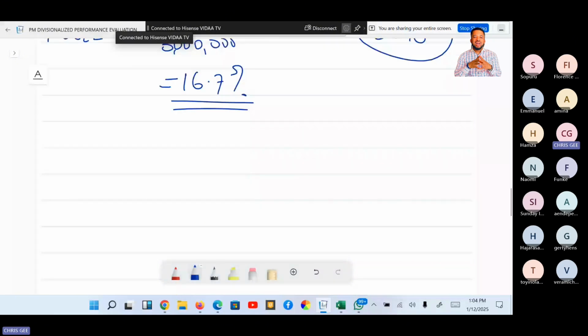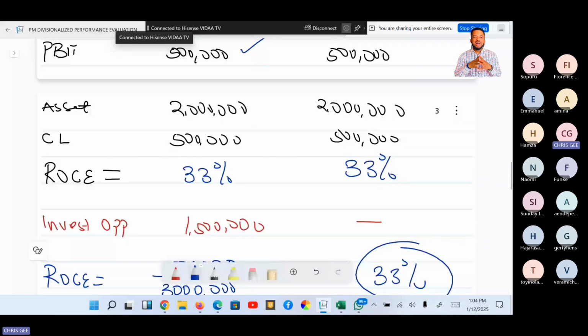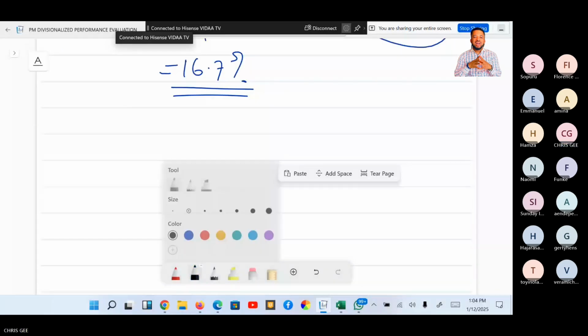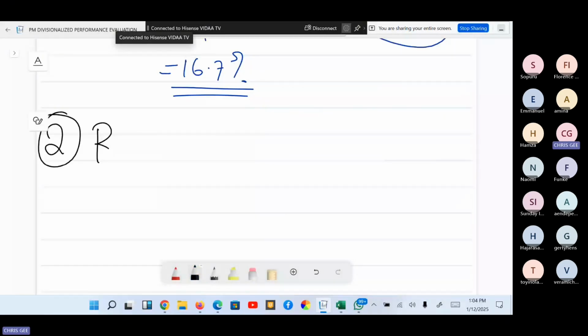Okay, so we talked about RoCE, and also its advantages and disadvantages. You can make up these notes from the smart note I'll be sharing with you much later today. At least make up 5 points, just in case you come across this. You should be able to spell out 5 points for advantages and disadvantages without thinking. So the second appraisal technique is what you call residual income.